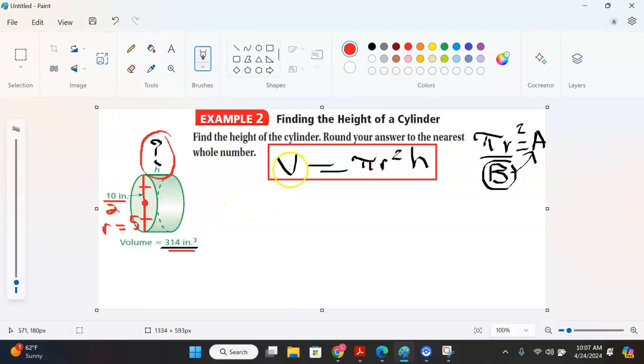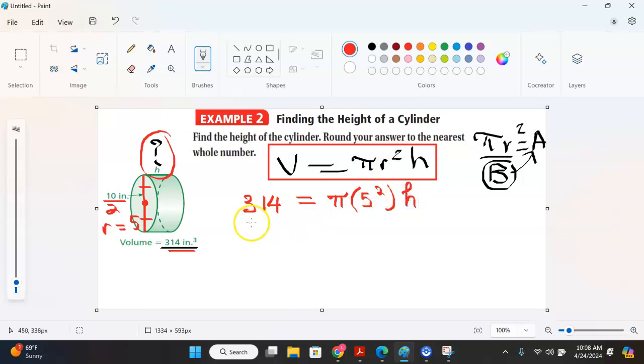All right, so let's plug it in. Volume is equal to 314, so 314 equals pi. Pi is an irrational number. It is 3.14 and goes on and on and on, but we're going to keep it as 3.14. We don't plug in 3.14 yet. We're just going to leave it as pi for now. The radius is equal to 5, so we plug in the 5 for the radius, but don't forget the square. So it's going to be 5 squared and then times h.